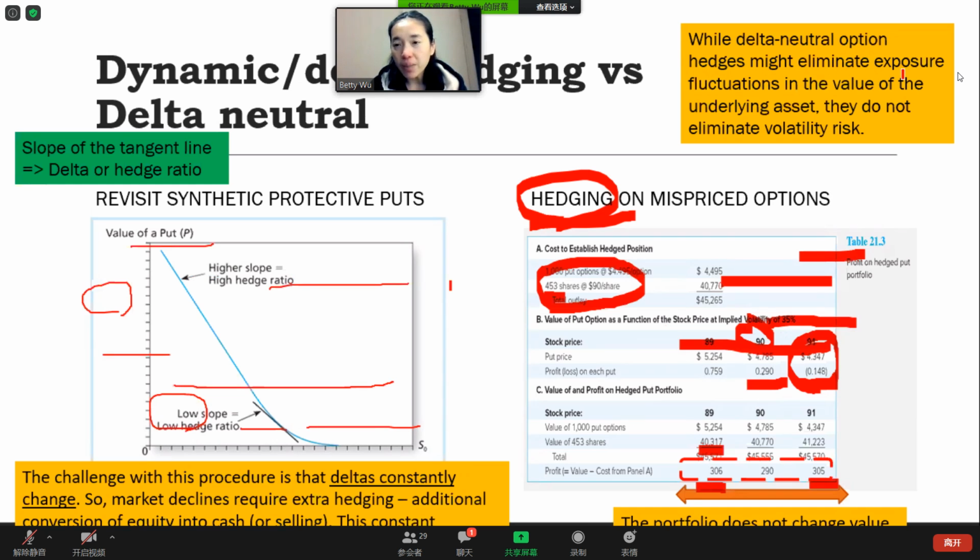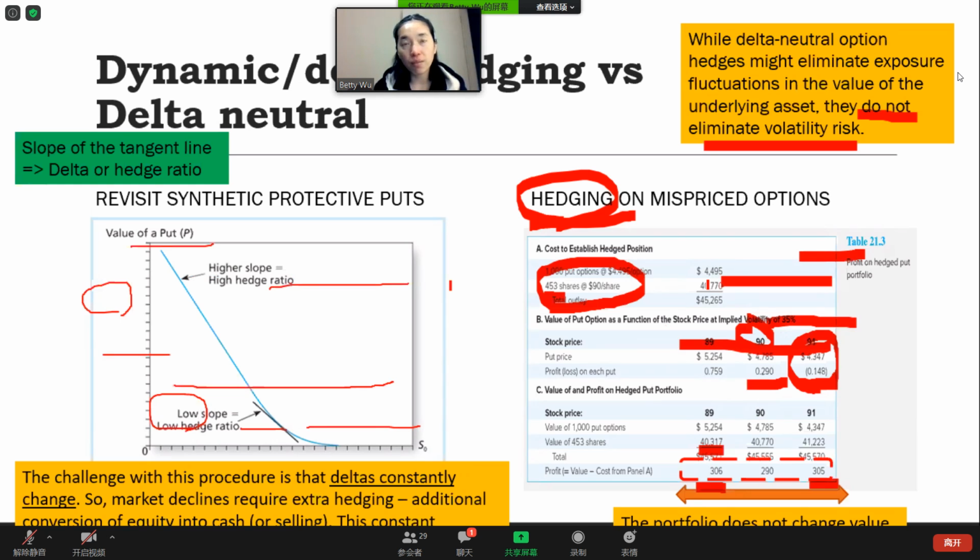Option hedges might eliminate exposure to fluctuations in the value of underlying assets. They do not eliminate volatility risk. So remember, here it's assumed that volatility doesn't change. It's a fixed number, but volatility can change. I think that's probably one main drawback of the Black-Scholes.